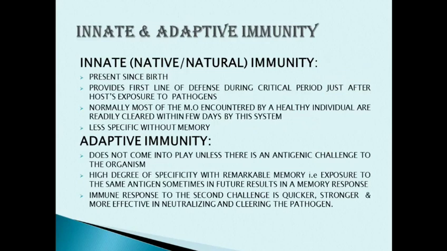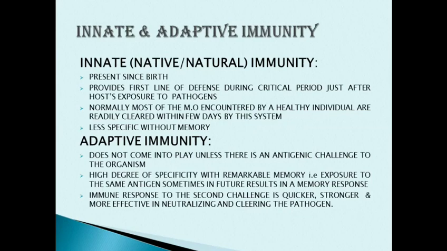Now, what do you mean by innate immunity? Innate immunity is also known as native or natural immunity. This is inborn immunity. That means this immunity is present since birth. A newborn child also possesses this kind of immunity. Now, this immunity provides the first line of defense during the critical period just after the host's exposure to a pathogen. Okay, I mean to say, just as a pathogen has infected a host, innate immunity will immediately start acting. So it will try to provide the first line of defense during the critical period.